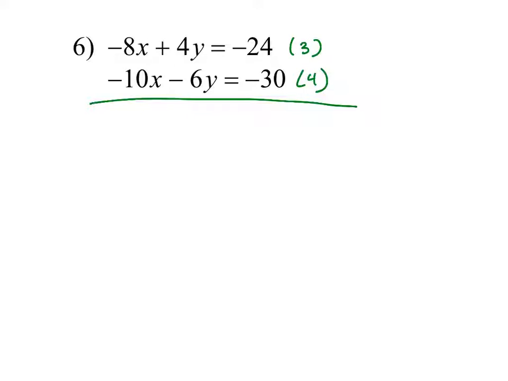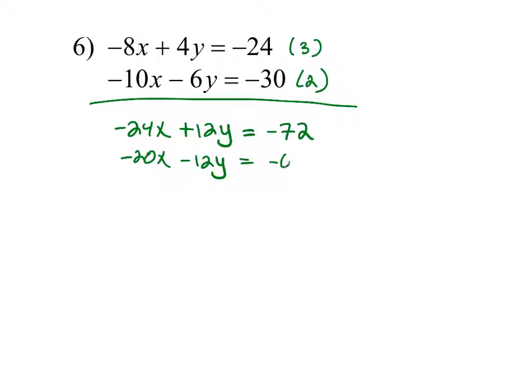So negative 24x plus 12y equals negative 72. And negative 40x minus, wait, I have something wrong here. I just need to multiply times 2 instead of 4. Just times 2. So negative 20x minus 12y equals negative 60. Add the equations, so I can cancel out the y. So 44x equals negative.